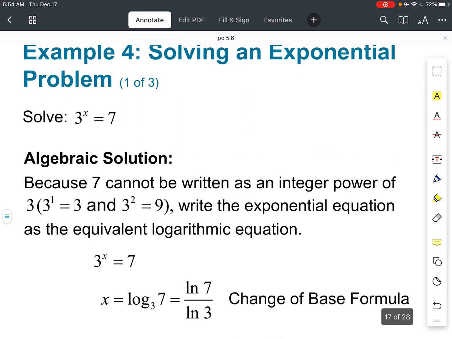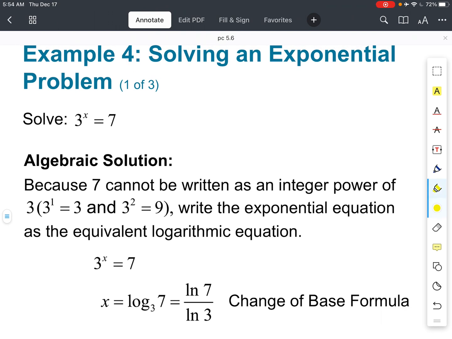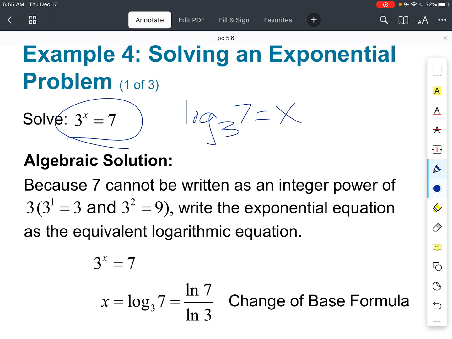So this is very similar to what we just did, but now we're going to be using our change of base formula quite a bit. So on example 4, we have 3 to the x is equal to 7. Well, if we think about what this is in terms of a logarithm, this is the same thing as log base 3 of 7 is equal to x. Right, well, you know how to solve log base 3 of 7. You could put it into your TI, or you can just use your change of base formula, which is just saying that the log of 7 over the log of 3 is equal to x.